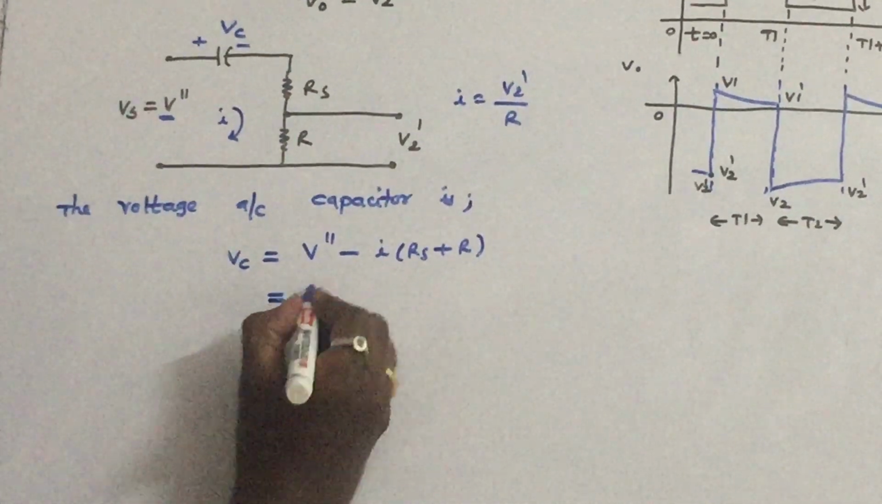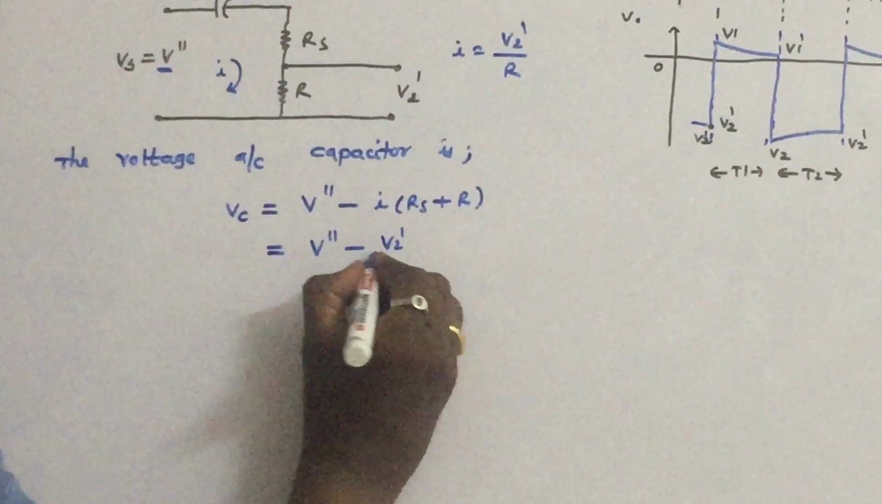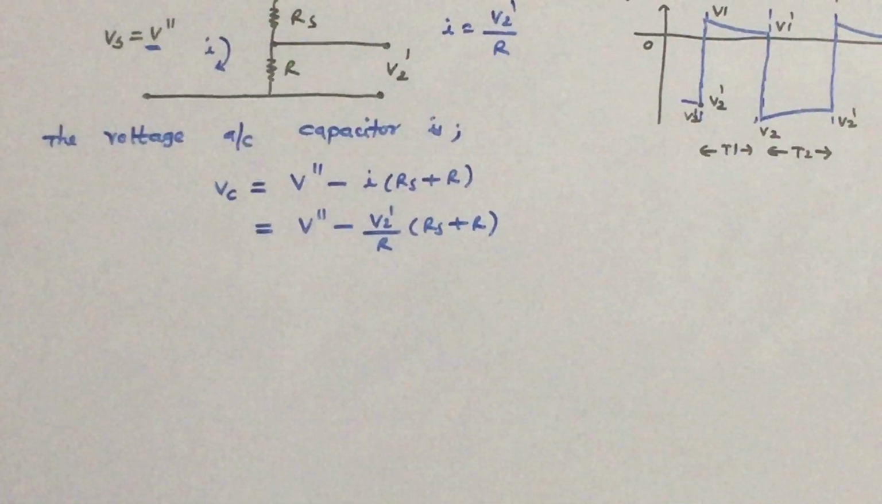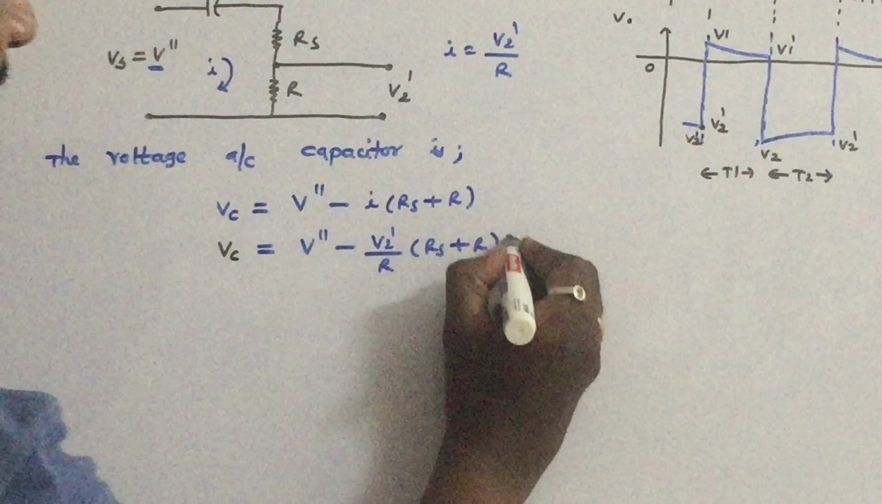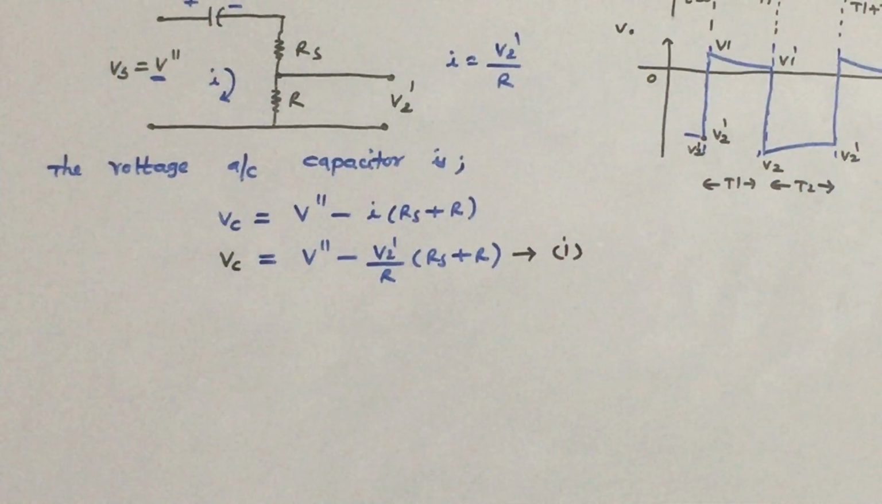So this is the capacitor voltage V double dash minus, what is I? V2 dash by R into RS plus R. So let us call this as equation 1. This is the voltage across the capacitor at t is equal to 0 minus. Remember that at t is equal to 0 minus.